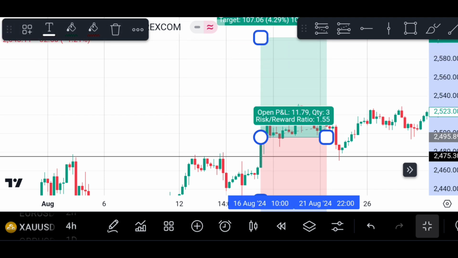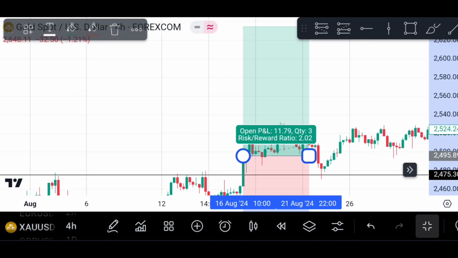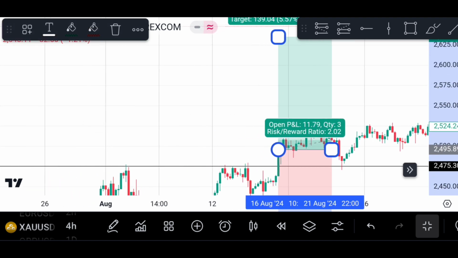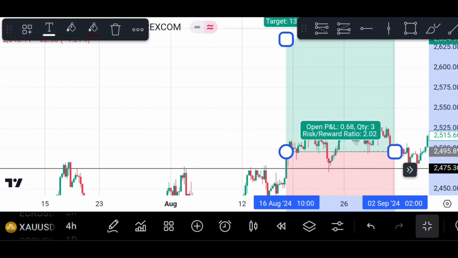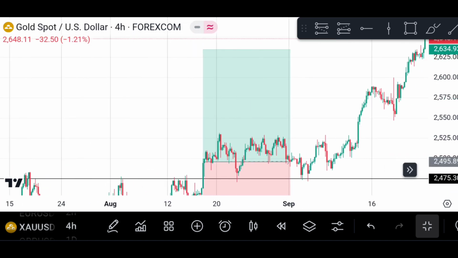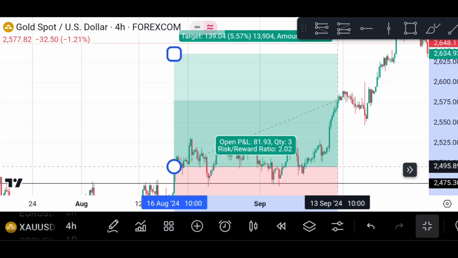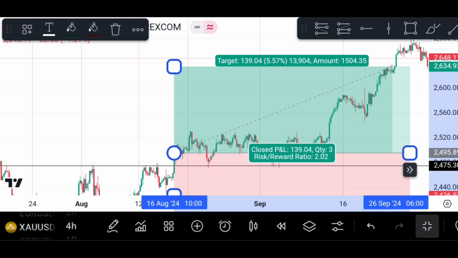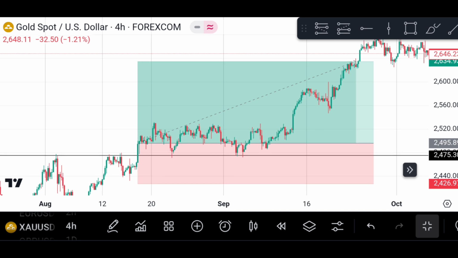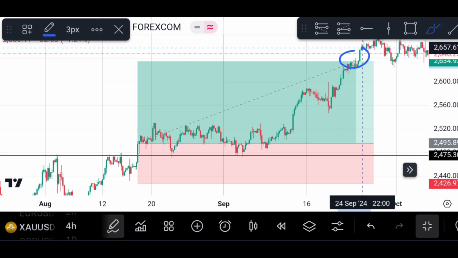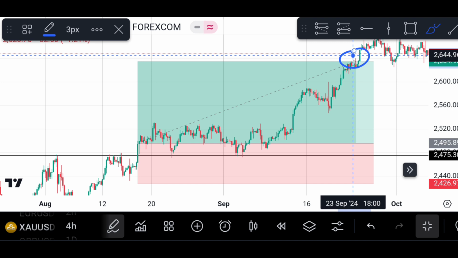1:2 profit. And you can see whether this trade would have been successful or not. Let's zoom in and see. You can see this trade would have been a successful trade right at this spot. So that's how most traders do it.